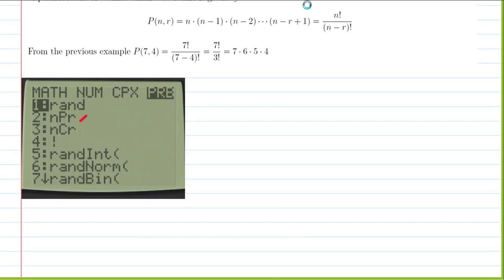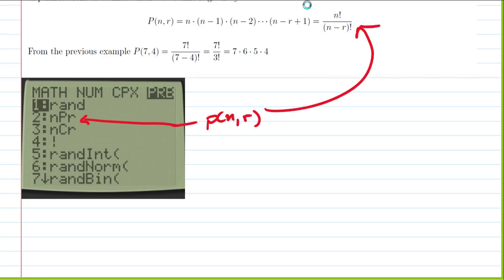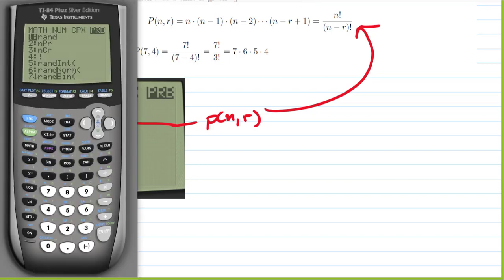So this guy right here is our permutations. That's P of n, r as defined above. The way we put it into our calculator is we're going to have to put the number n into our calculator first, then select this function, and then put r in. So let me illustrate.